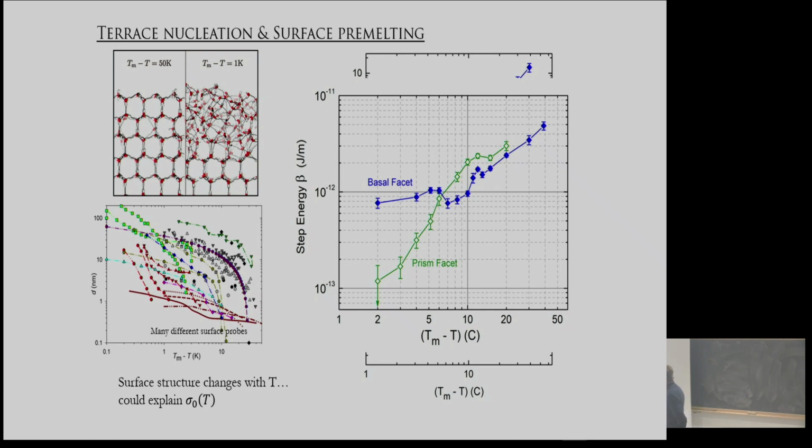These are measurements of the thickness of this pre-melted layer as a function of temperature for all kinds of, this is just a meta-analysis, and I can't remember where I got this picture, but I can find the reference if you want to see it. But these are all different surface probes, and it's just a mess. But there is some general trend. But I will tell you that if you study this a little bit, you'll find that almost all these measurements, they're not measuring the thickness of the quasi-liquid layer. They're measuring some proxy of that, okay?